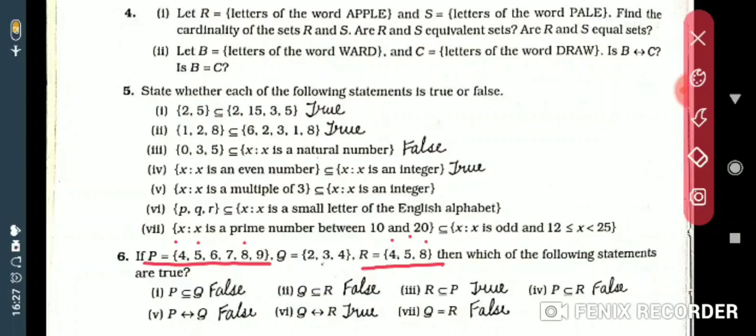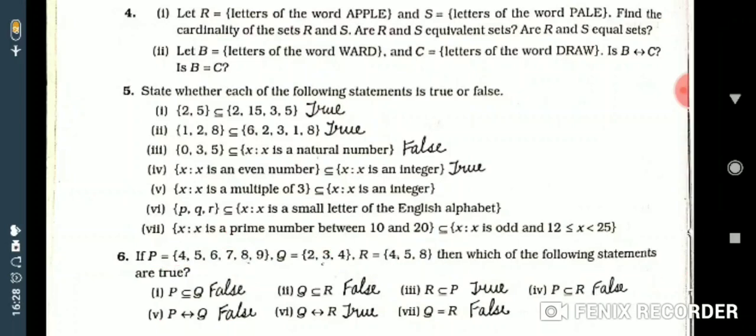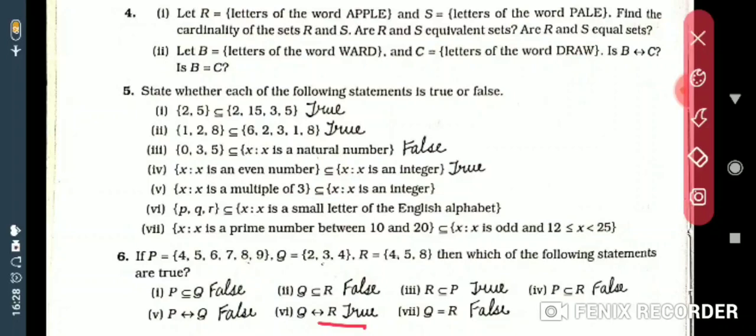Next, P is equivalent to Q. Equal sets and equivalent sets are different. Is P equivalent to Q or not? No, just count how many elements are there. Here in P, 1, 2, 3, 4, 5, 6 elements are there. Here 3 are there. So it is not equivalent to Q. Next, Q is equivalent to R. Q contains 3 elements, R also contains 3 elements. Yes, it is true. It is equivalent.